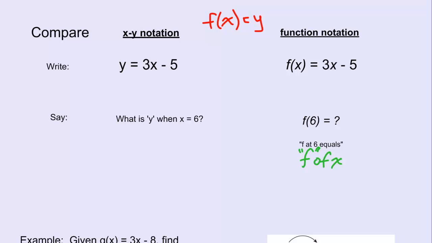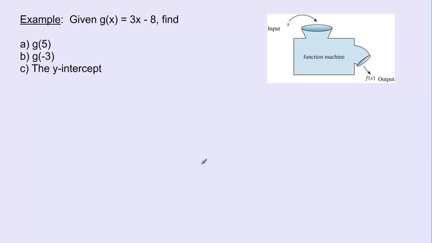Let's look at some examples of function notation and then see if we can solve them. Here's an example. Given g at x equals 3x minus 8, find a, b, and c. Well, the first thing you may notice is I no longer have an f at x, I have a g at x. And that's okay. It doesn't matter what letter we use as the function. It could be f, it could be g.